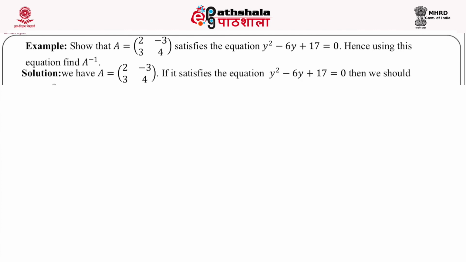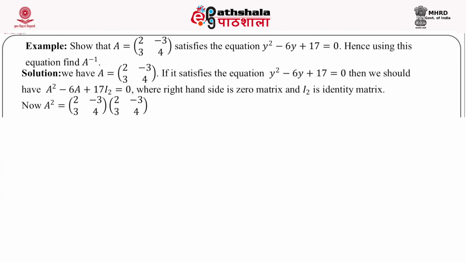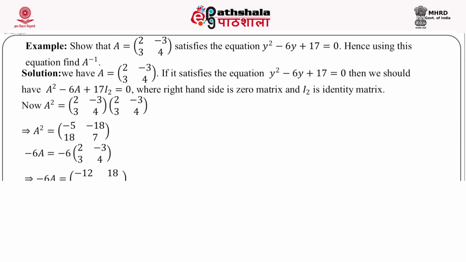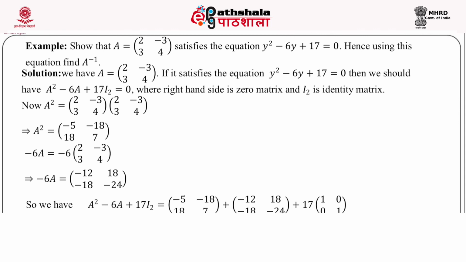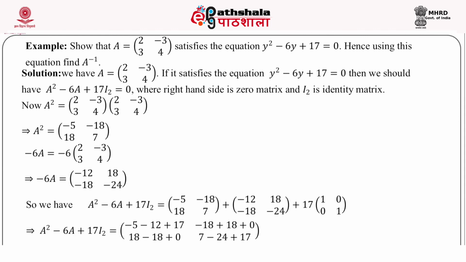Now let us consider one more example. Let A matrix be given by this matrix and satisfy this equation. Hence using this equation find the inverse of A. So we can use this equation to find the inverse of A if A satisfies this equation. Now, if it satisfies this equation, then we should have A square minus 6A plus 7 into identity matrix of second order equal to 0, where right hand side is 0 matrix and I2 is identity matrix of second order.